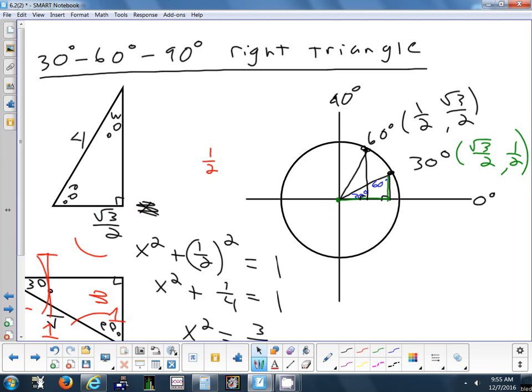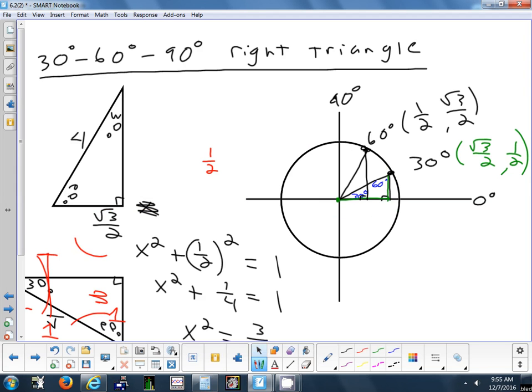Square root 3 over 2. Okay, so with the 30, 60, 90 triangle, you do have to make sure you get the 1/2 and the root 3 over 2 in the right spot. The way I remember it is if you draw your triangle somewhat to scale, 30 is a smaller angle than 60. 1/2 is a smaller number than root 3 over 2.